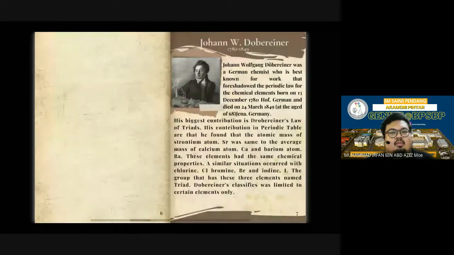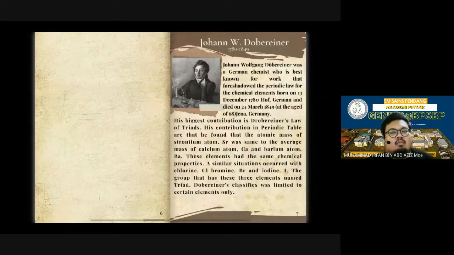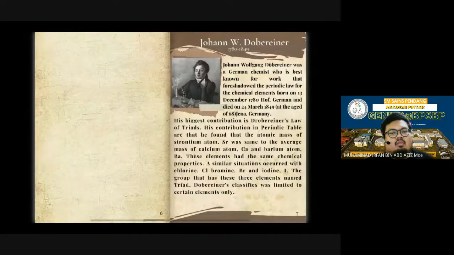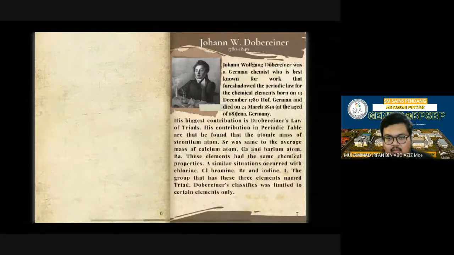So the second scientist is Johann Wolfgang Dobereiner. Johann Wolfgang Dobereiner was a German chemist who is best known for work that foreshadowed the periodic law for the chemical elements. He was born on 13 December 1780 in Hof, Germany, and died on 24 March 1849 at the age of 68 in Jena, Germany. His biggest contribution is Dobereiner's law of triads.